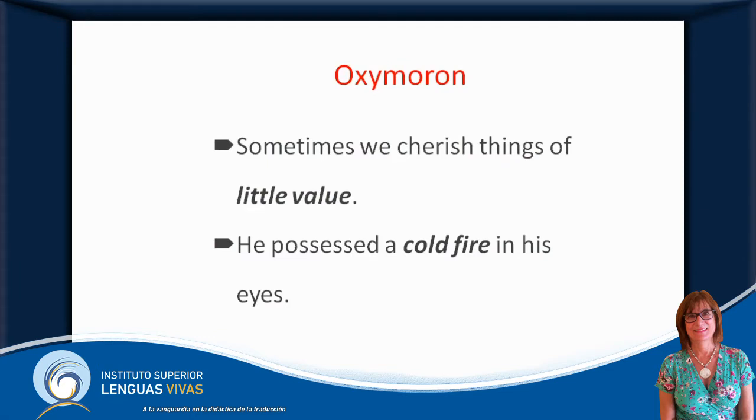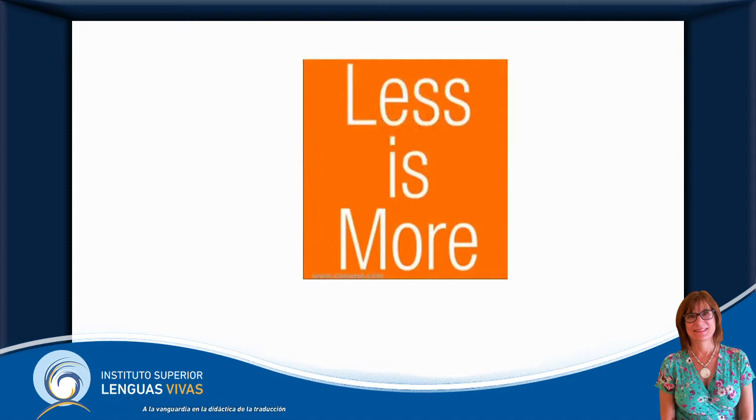First of all, we can see oxymoron, which is a literary device that allows the author to use contradictory, contrasting concepts placed together in a manner that actually ends up making sense in a strange and slightly complex manner. If you see the examples, sometimes we cherish things of little value. You see, the two contrasting ideas would be little value. He possessed a cold fire in his eyes. The contrasting concepts there would be cold fire. Then we'll see an example. You see a very common collocation of both of those words or idiomatic expression.